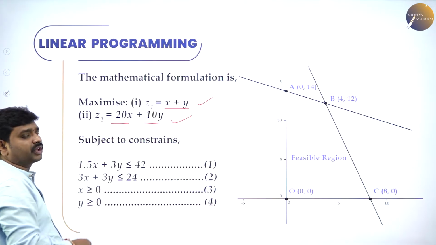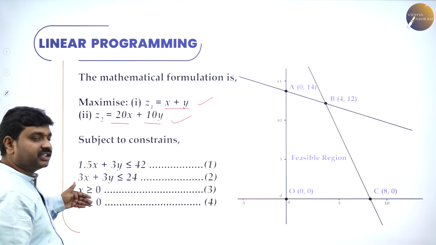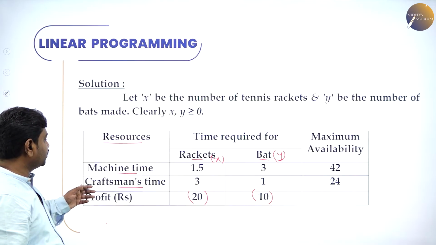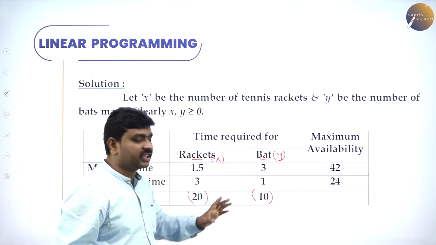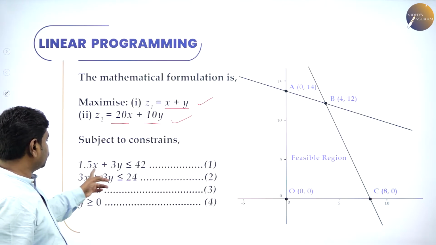Two different objective functions for the same conditions. What is the first condition? The condition is machine time. Machine time is what? 1.5x hours plus 3y hours should be less than or equal to 42. So that's what we wrote.